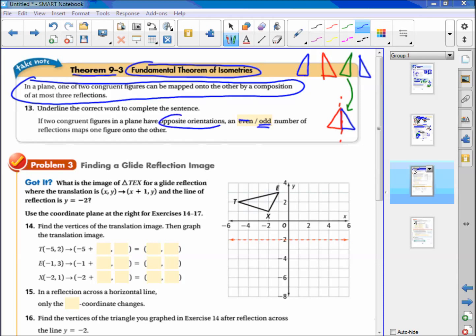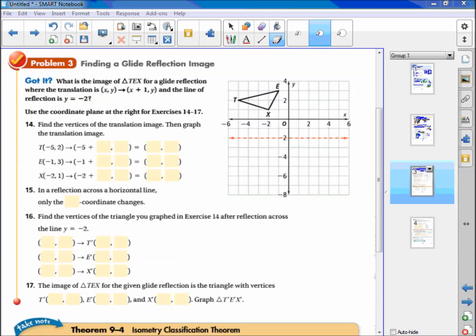So if figures start off with opposite orientations, then I'm going to need either 1 or 3 reflections to make it work. 1 reflection if we can reflect it directly and get right on top, or 3 reflections, and the first 2 reflections are going to be either to do a rotation or translation, and then the third one's just going to be to change the orientation.